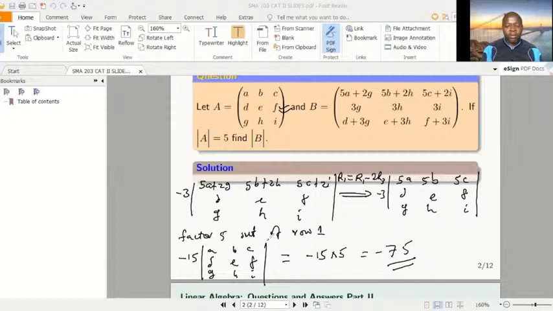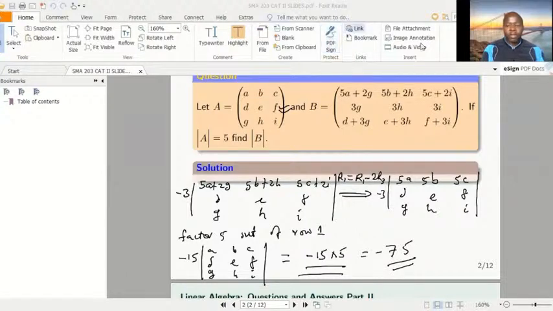You can think of a way of achieving that so that you manipulate this B to obtain a constant, and you can think that the determinant of B is the same as negative 15 times the determinant of A. But the determinant of A was 5. And so that gives us negative 75 as the determinant of B.